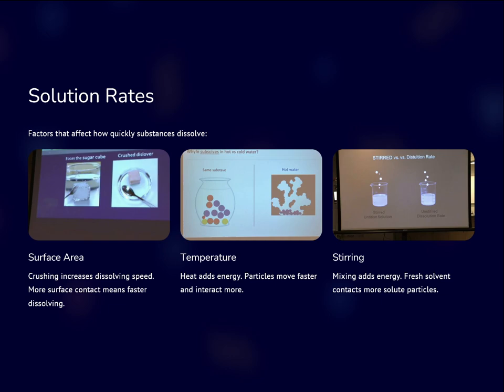Crushing a solid into smaller pieces increases its surface area, giving more space for the solvent to do its dissolving work. Heating up the solvent gives its particles more kinetic energy, which increases their interactions with the solute. Stirring or shaking also helps by moving solvent molecules around and bringing them into contact with more solute particles.